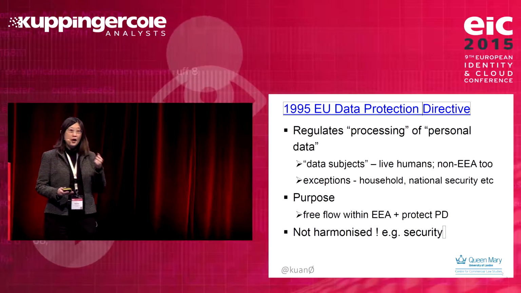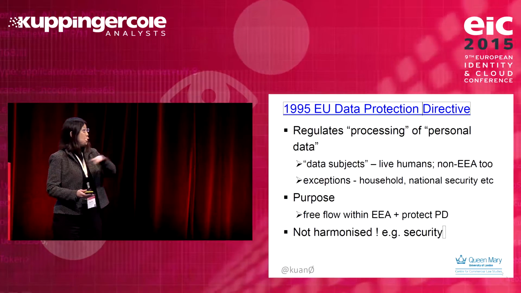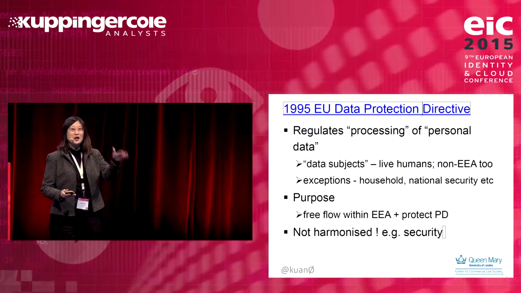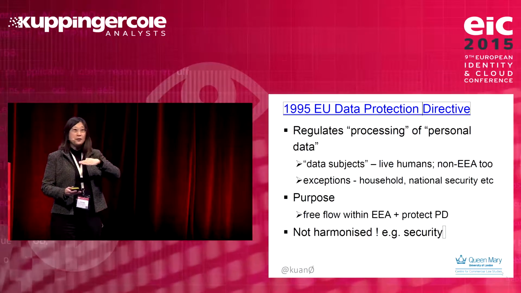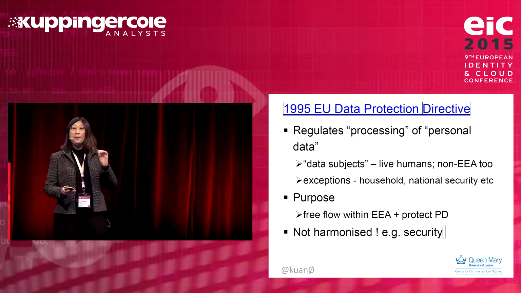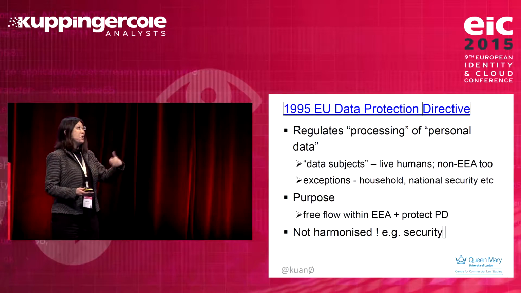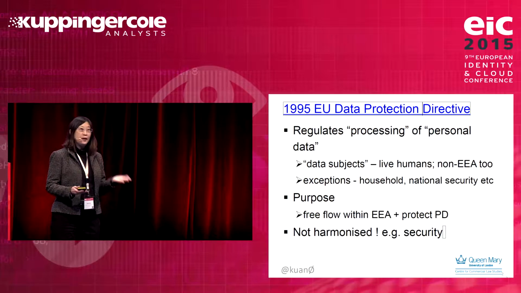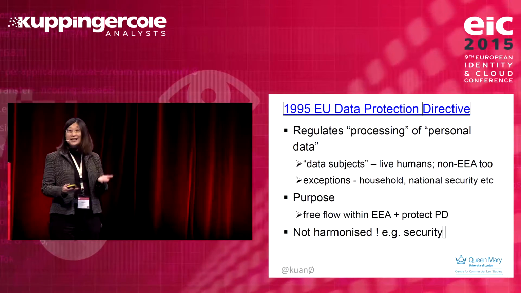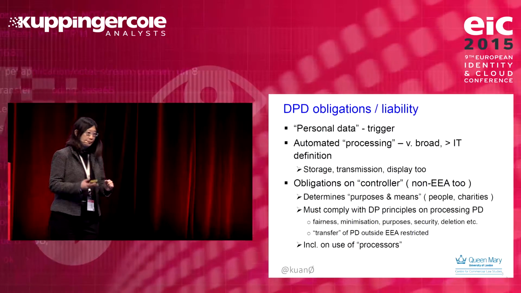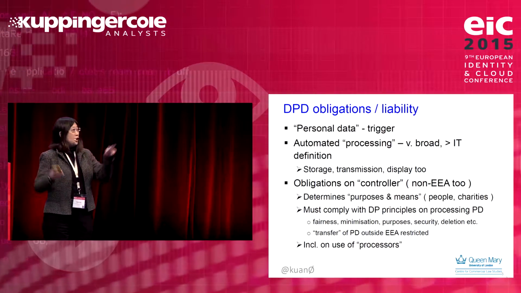And the purpose of this directive was actually twofold. It was meant to enable the free flow of personal data within the EEA, well, originally the community, now the European Economic Area, by trying to promote uniform, at minimum, high standards of data protection across the EEA. But it is not fully harmonized. It's a directive, which means it's implemented by individual member states, and they can implement it differently in some ways. So the example I like to give is security, where the UK data protection law on security is about 4 lines, and in Italy, it's about 4 pages. So it's quite different.